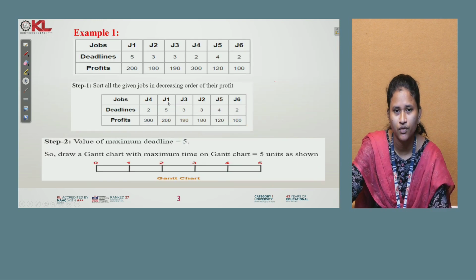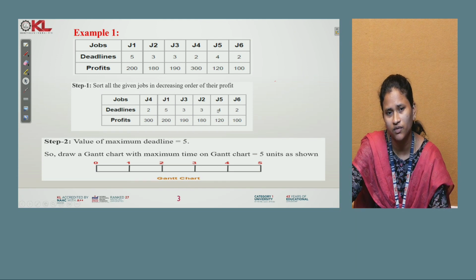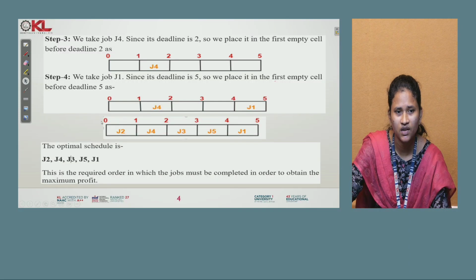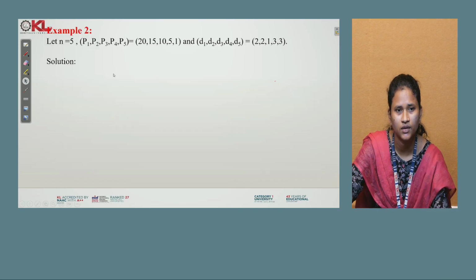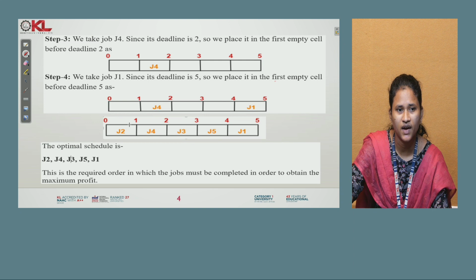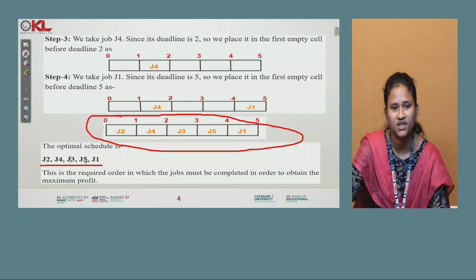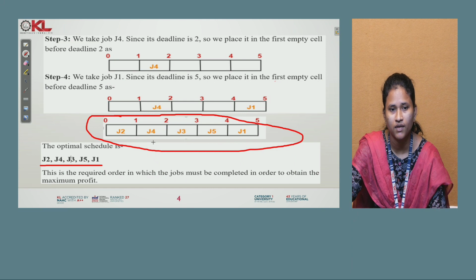So if we follow this process in this order and place the jobs, this is the final Gantt chart we have got after solving. What is the order we have got? That order is very important: J2, J4, J3, J5, J1. We have to add all the profit values in this order.